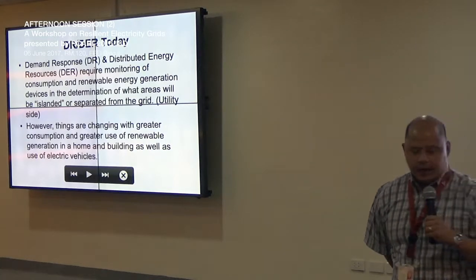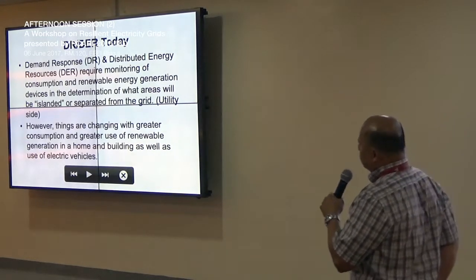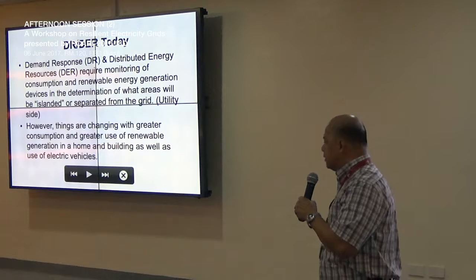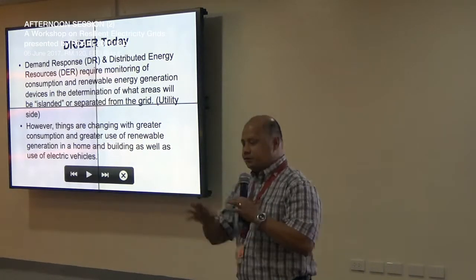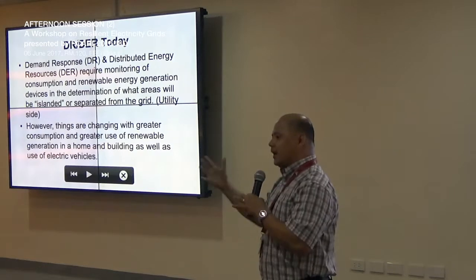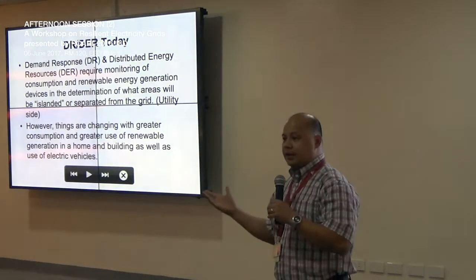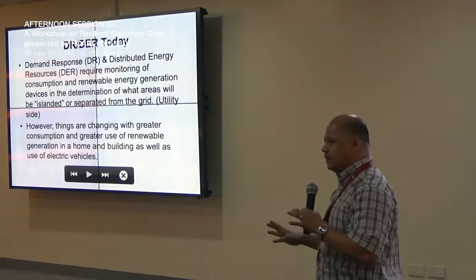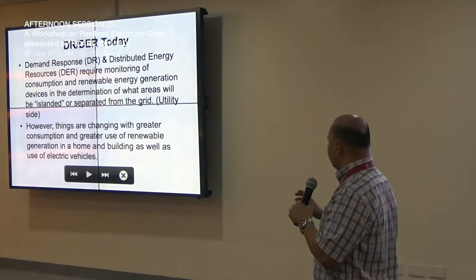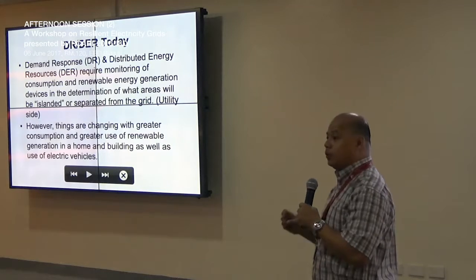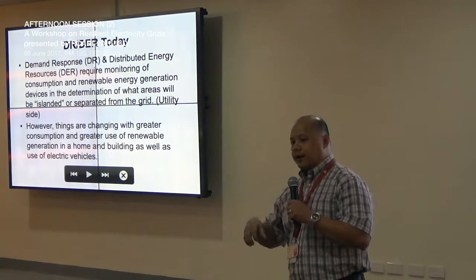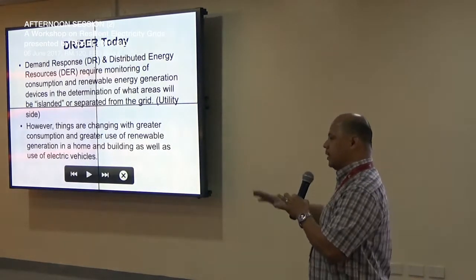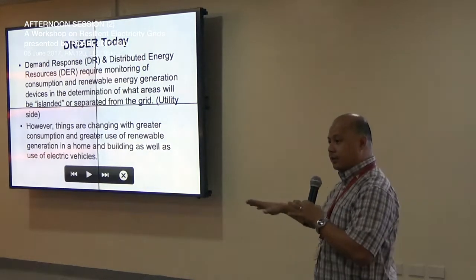So DR and DER today, these technologies, these mechanisms require that we monitor all the consumption and also the renewable energy generation devices to determine, as was mentioned before, which of the areas will be islanded or separated from the grid. And this is the interest of utility companies. However, things are changing rapidly because now there's greater consumption and greater use of renewable sources. So that electric vehicles, solar panels are being put up in homes. There's solar farms being put up in what used to be lands that are not used.